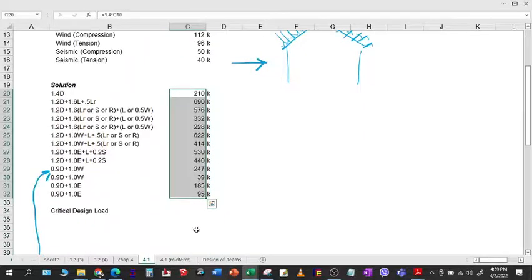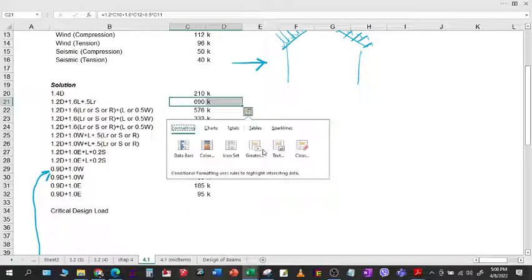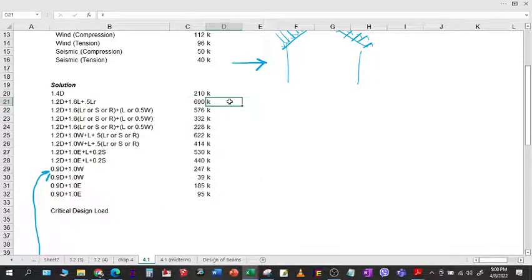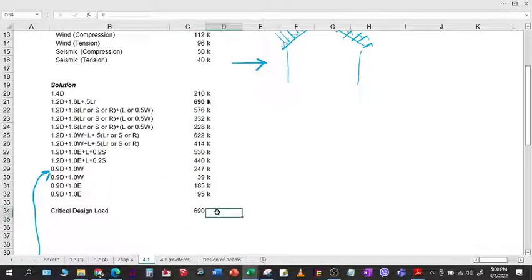Now, by inspection, you will notice right away that 690 kip is the maximum. So let me make this one into a bold character. So that will be your answer already, 690 kip. For those who are using Microsoft Excel, the formula is max, meaning the maximum of all these values. So the maximum is 690 kip.